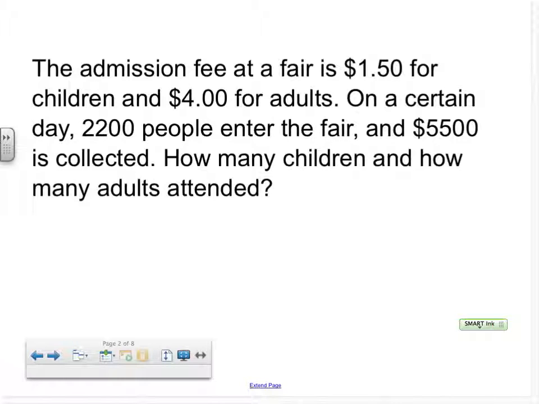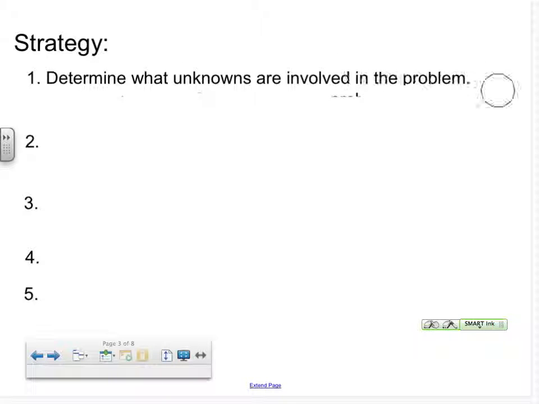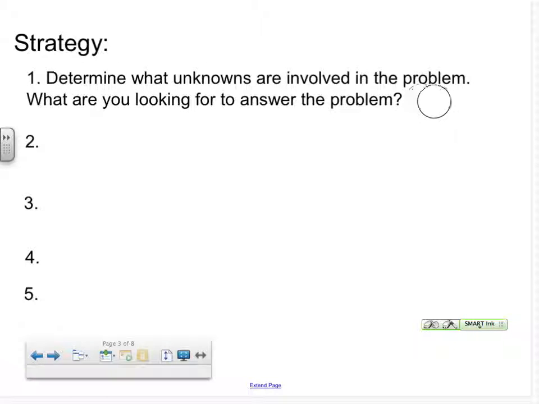Now a typical problem-solving strategy is the five-step strategy we've got here. Step 1: determine what unknowns are involved in the problem. In other words, what are you looking to solve? So reread the problem and say, okay, what do I need to know? What will my answer look like?